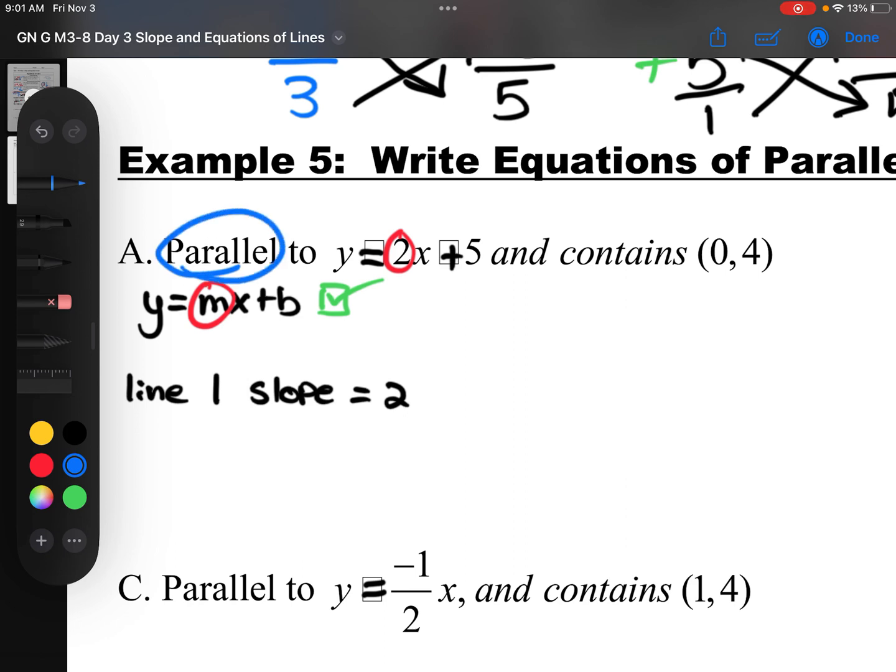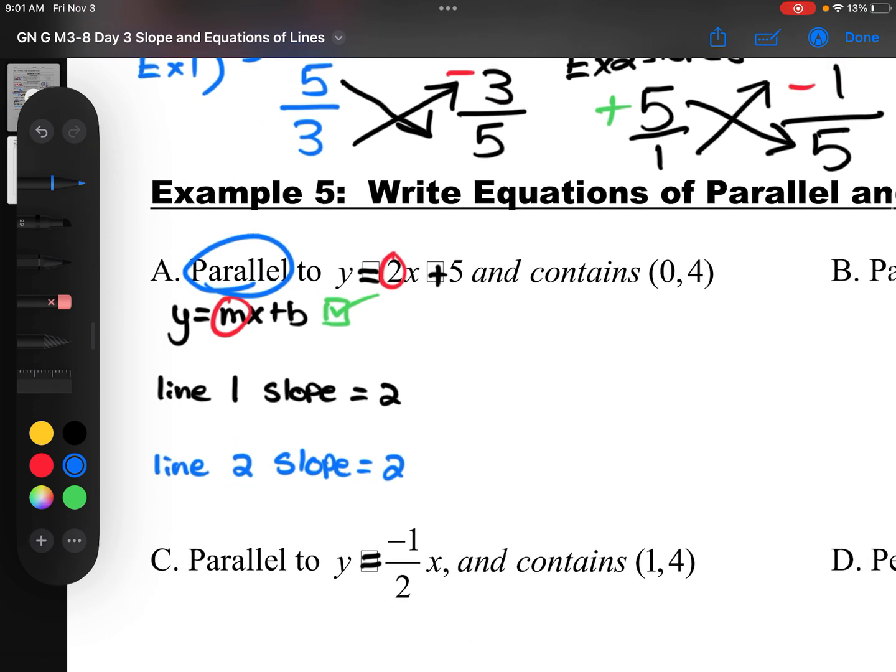So if we are parallel, for line 2, the parallel line, we know the slope needs to be the same thing because parallel lines have the same slope. So the slope is 2, okay? Well, we know it contains this point here, (0, 4). So that's an x and a y, okay? Well, we have to think back to our notes from yesterday.